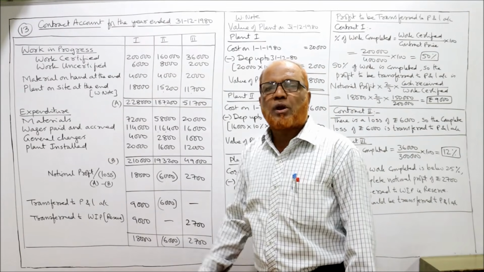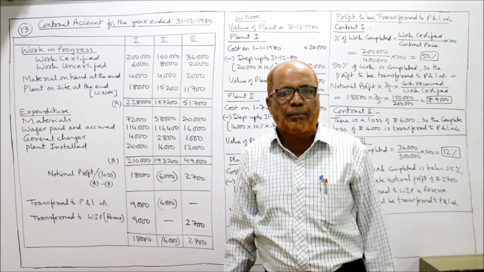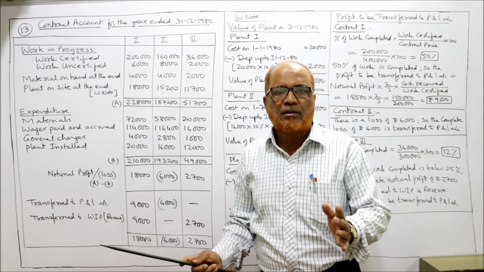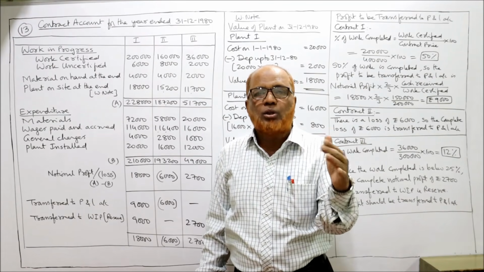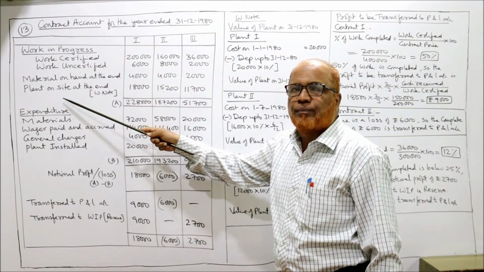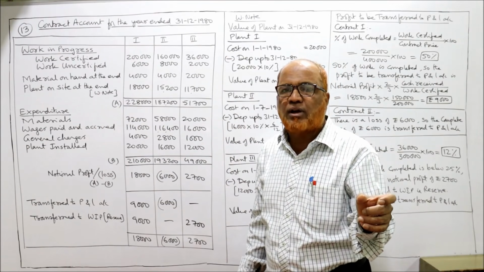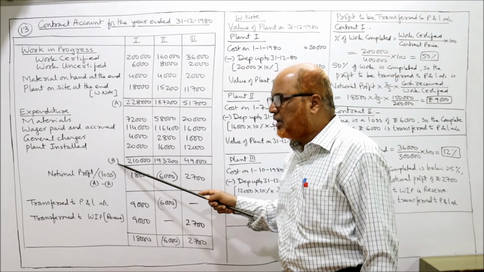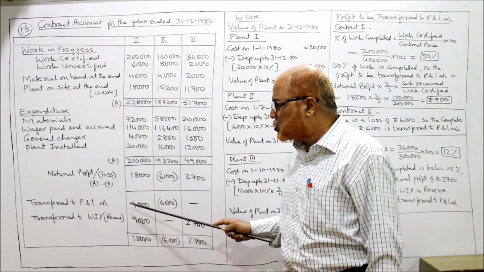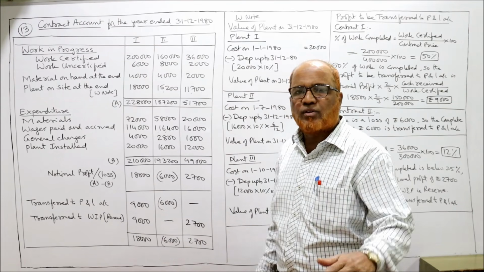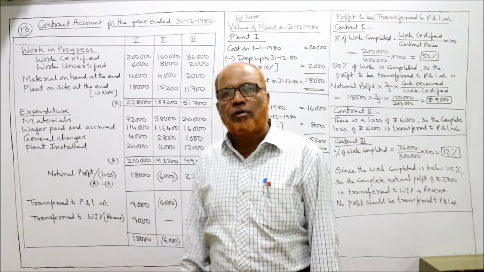So this is the first problem where we have prepared the contract account in a tabular form, in a table form. We don't have any debit and credit. Whatever credit side we had taken earlier, that credit side we take first, and that will be treated as A. The debit side expenditure we take as B. So A minus B is the notional profit. From this notional profit we distribute between transfer to P&L account and transfer to reserve. That's all. So this is the end of problem number 13.